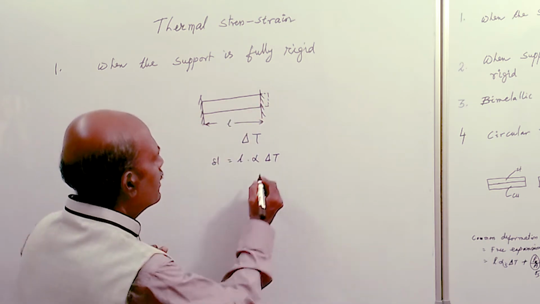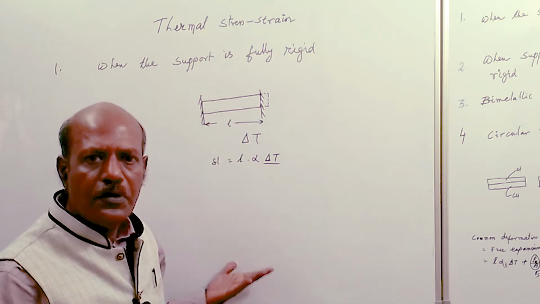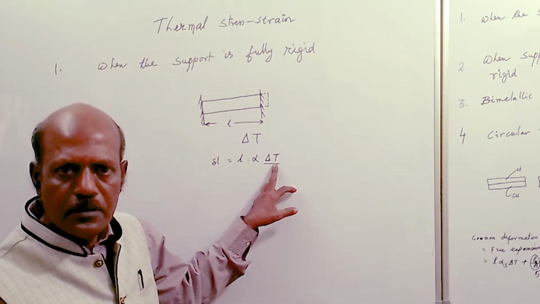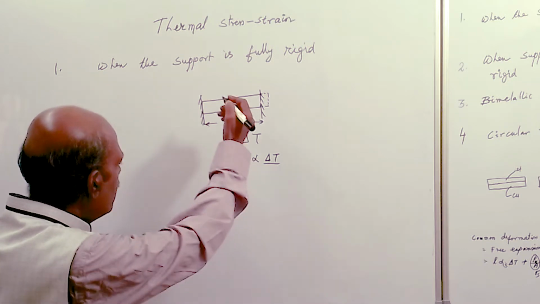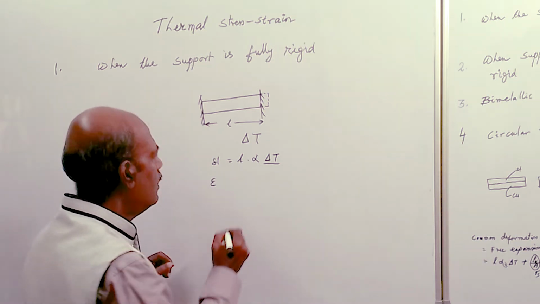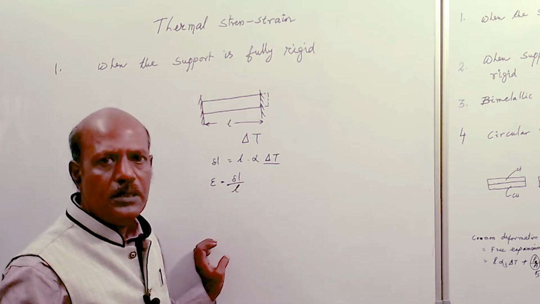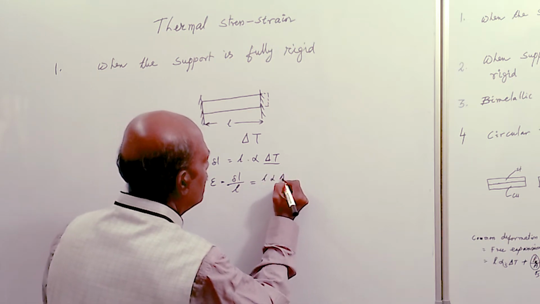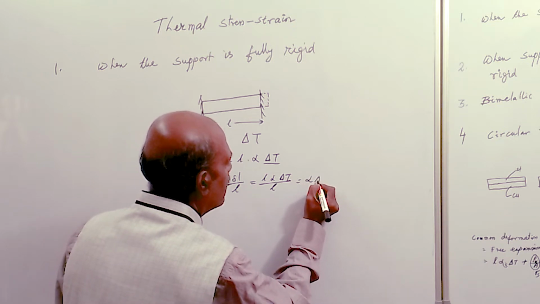So when the temperature is raised, the stress developed is compressive stress, and when the temperature is lowered, the stress developed is tensile stress. Now the strain developed, or thermal strain produced in the bar, is given by delta L by L, that is the change in length to the original length, which is L alpha delta T by L, and that is equal to alpha into delta T.